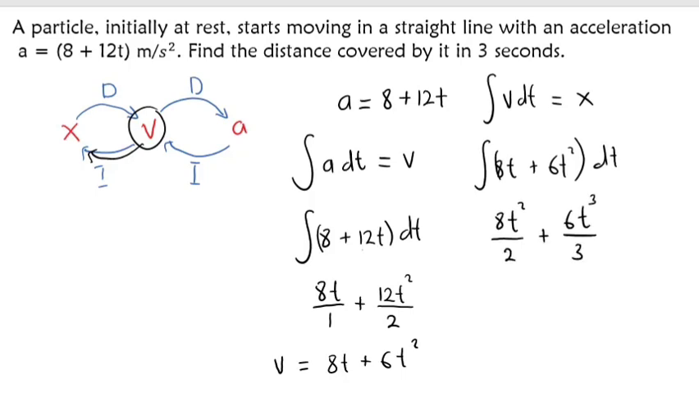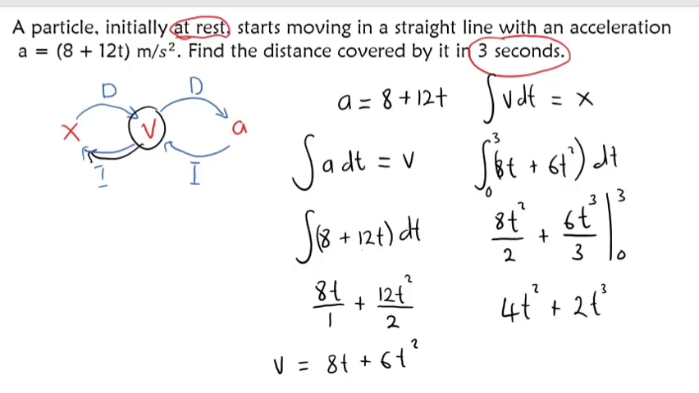But now, let's apply the limits. Remember, we have limits from rest. By rest, we mean time is 0, all the way up to time is 3 seconds. So this has limits from 0 to 3. So this expression becomes 4t squared plus 2t cubed, with limits from 0 to 3.